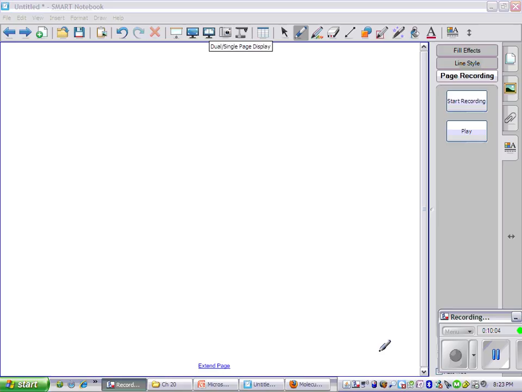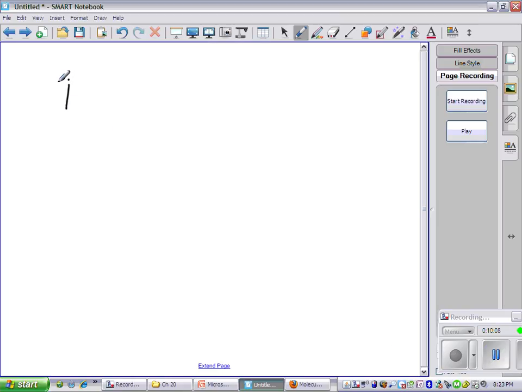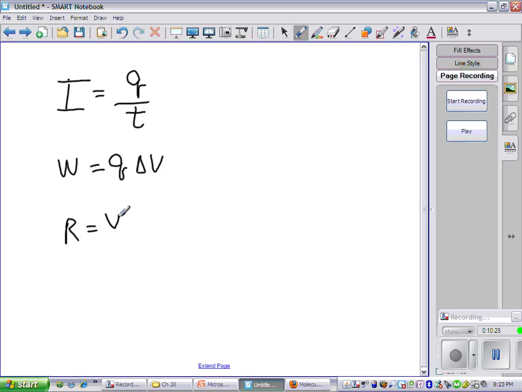So the three equations we've learned here today are I, current, equals Q, charge, over time, T. We also learned that the energy in the circuit can be calculated by the amount of charge going through the circuit with a certain potential difference pushing it through the circuit. And we also learned Ohm's law, that the resistance is equal to the potential difference across the resistor, the potential drop across the resistor, divided by the current.